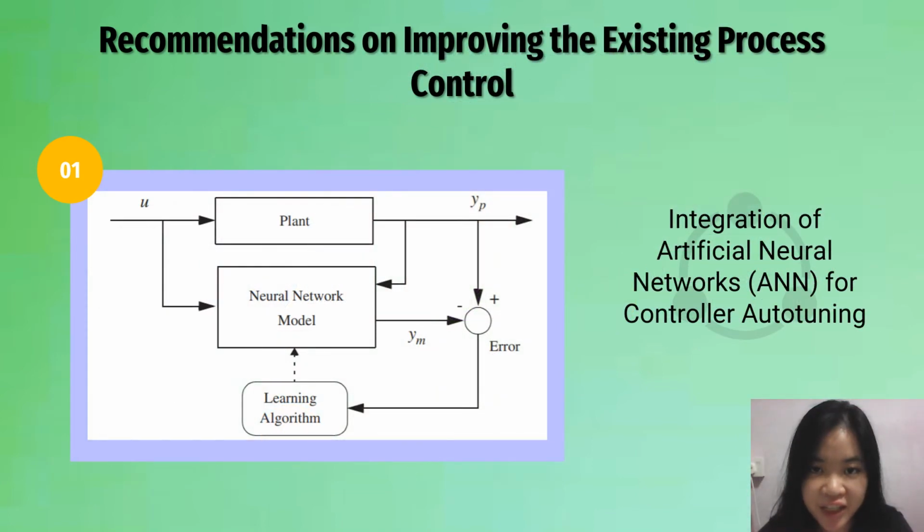Based on the challenges discussed earlier, the integration of artificial neural networks or ANN for controller auto-tuning has been recommended to optimize the efficiency of the existing control system used for the reverse osmosis treatment. As integration of ANN is an adaptive control system, the model developed can be used to learn the behavior of the treatment process. It can then produce the necessary response to any deviation in the process variables.